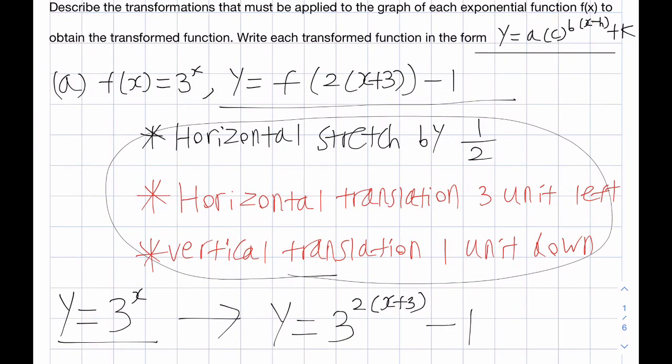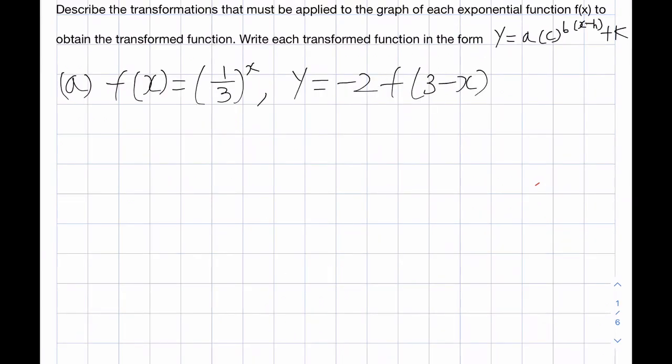Alright guys, so now we're done with this question. Let's move on to part B. Alright, part B, let's get it.